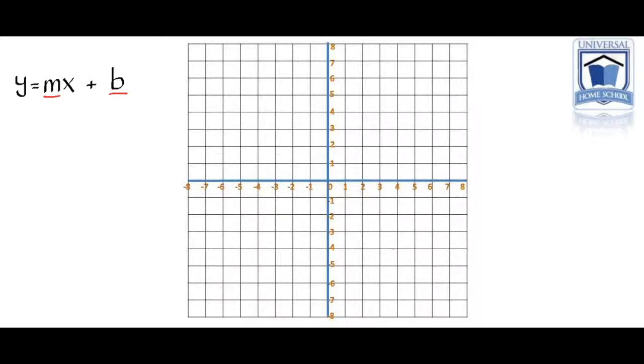Let's have a look at an example. Let's draw a line and let's see where it intercepts the y-axis. Here's an example. It cuts right through the 2 on the y-axis. So it intercepts the 2, the positive 2. So b equals 2. So y equals mx plus 2.